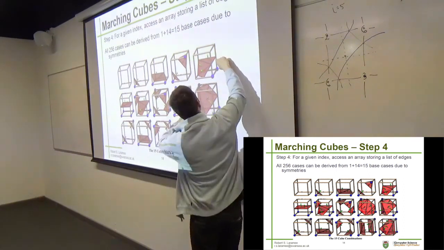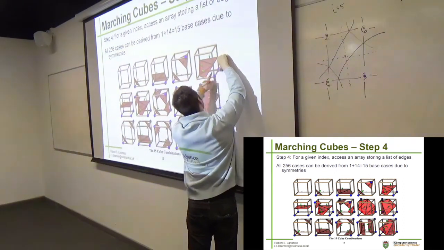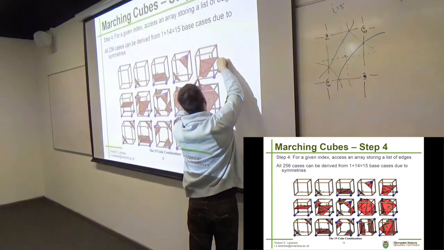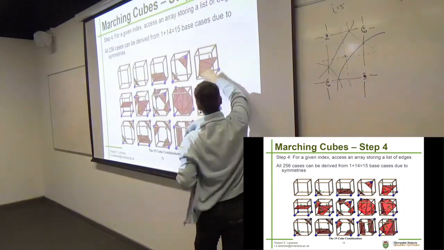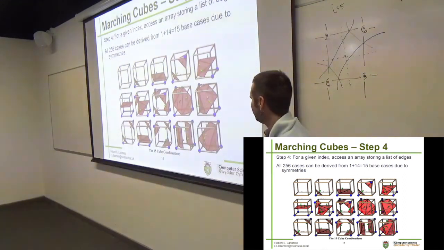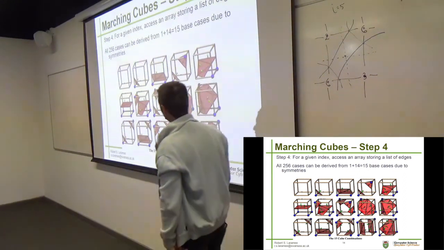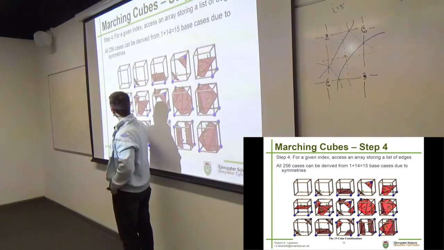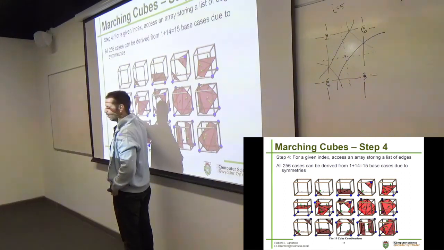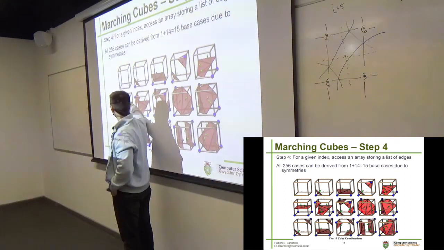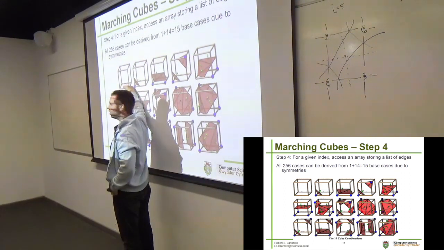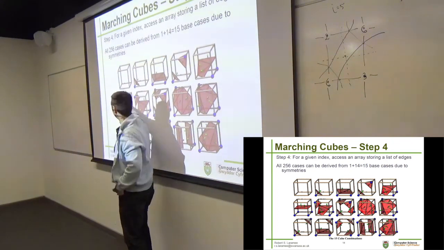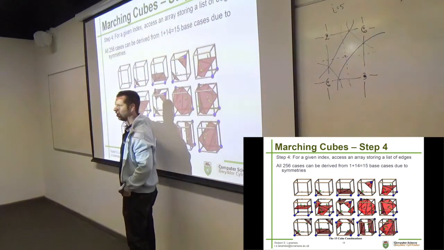Or we can count the edge intersections. Here's an edge intersection, there's another one, here's another one, there's another one. So 1, 2, 3, 4, 5. And so on. This is an easy one. Four adjacent vertices on the same side, or below the isosurface. That means the other ones are above, and that means the isosurface passes straight through, just cuts it in half.